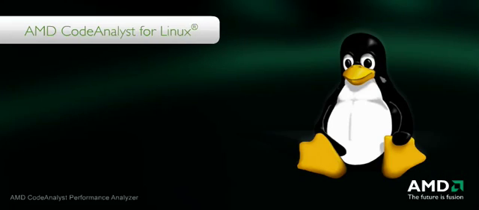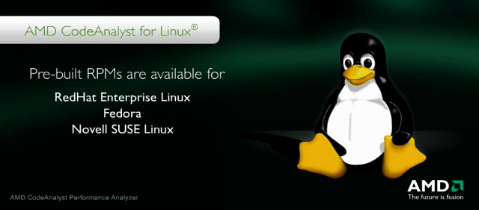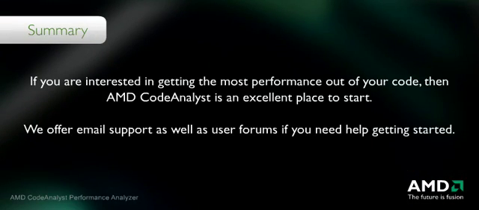AMD CodeAnalyst for Linux is open source. In addition to source, pre-built RPMs are available for Red Hat Enterprise Linux and Fedora, and for Novell SUSE Enterprise Linux Server and OpenSUSE. If you are interested in getting the most performance out of your code, then AMD CodeAnalyst is an excellent place to start.